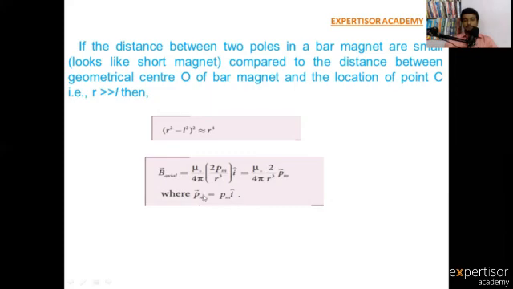Here the vector Pm is Pm times i cap, where i cap is the unit vector and Pm is the magnitude value. So this is the magnetic field at an axial point of a dipole moment.